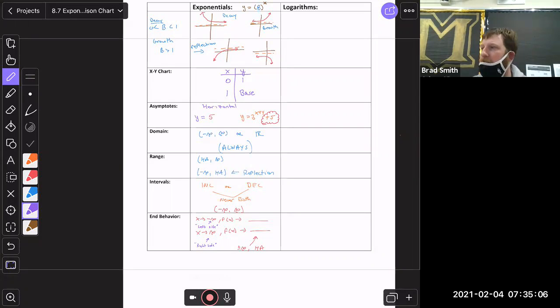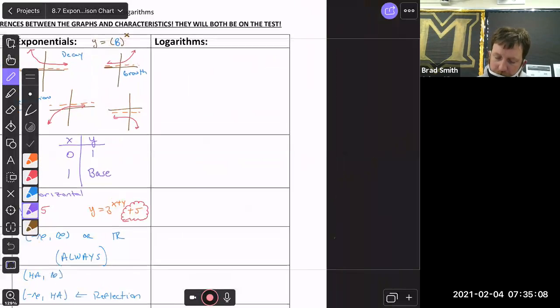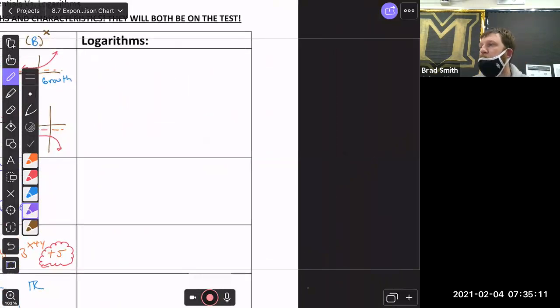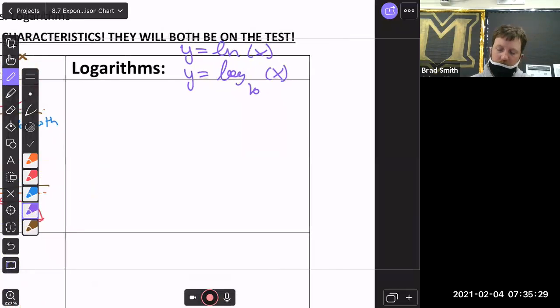Let's come over here and look at logs. I need some more space. We have two different types of logs: y equals the natural log of x, and y equals log base b of x. So y equals the natural log of x. Remember, this always has a base of what? E, and remember e is roughly 2.72.